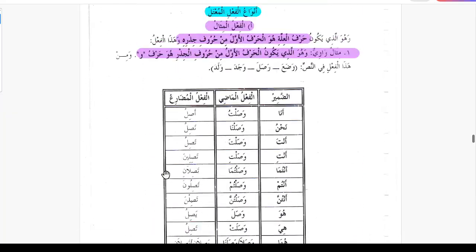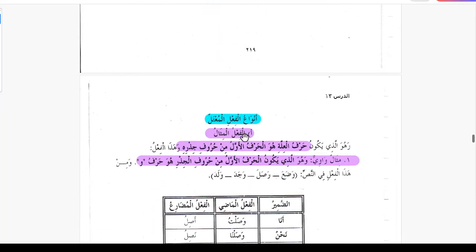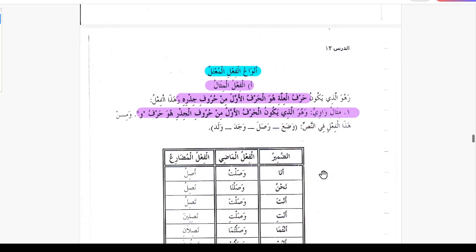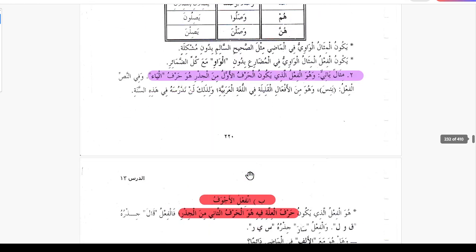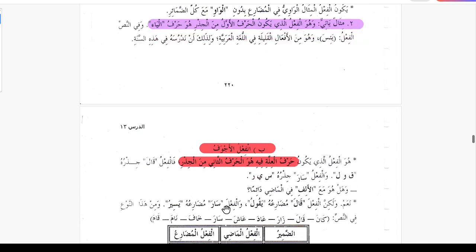Okay, so we completed the first kind, which is Fi'lul Misal, where the first radical has the illa. If the illa is waw, then it is Misalul Wawi. If the illa is ya, then it is Misalul Yai. Okay, so that was the first kind. The second kind of fi'l mu'tal is called Fi'lul Ajwaf. Huwa al-fi'lu allazi yakunu harful illa fihi harfus sani. So here, if the second letter is one of the huruful illa, then it becomes Fi'lul Ajwaf.